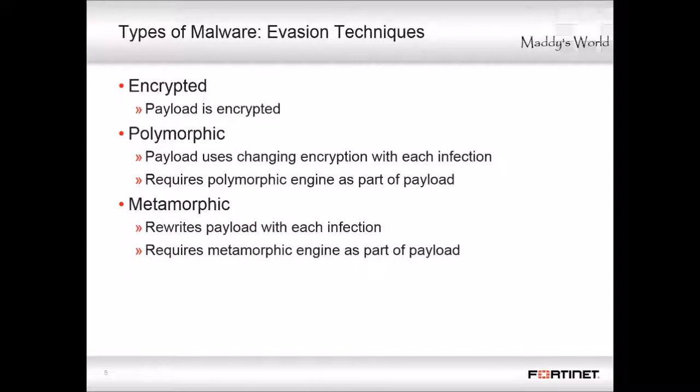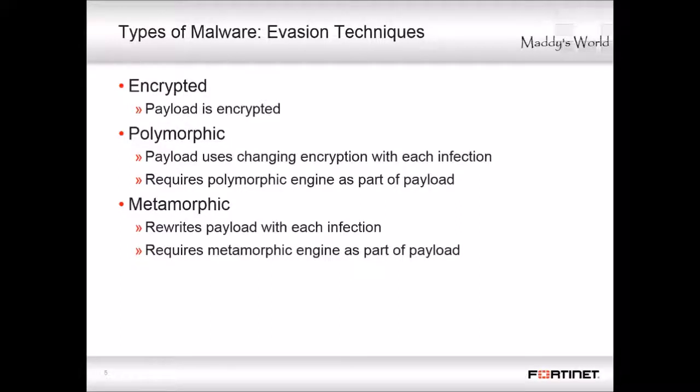Malware can make use of various evasion techniques in order to avoid detection. The payload can be encrypted to prevent direct reading of the code, but this has limited effectiveness since many times it's encrypted the same way, which can allow for detection anyway.